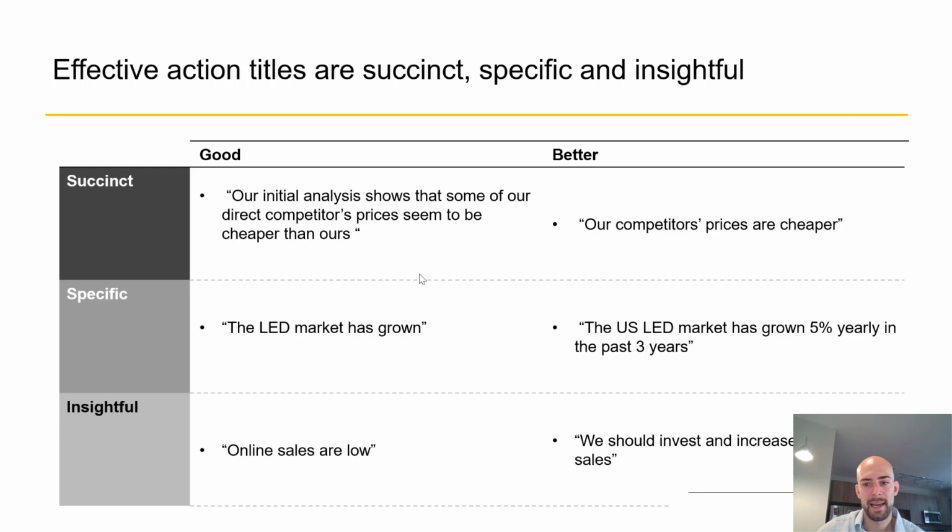And lastly, slides should be insightful. They should add value to the audience. They should provide a so what. If your message is pretty straightforward and everybody already agrees with that message, then why are you even showing it? So instead of saying "online sales are low" and assuming that the audience already knows that, you could say "we should invest and increase our online sales," which is a point of view, which is something you would likely have to defend or provide good argumentation for, but that adds value to your audience instead of sharing information that's already obvious for everybody.